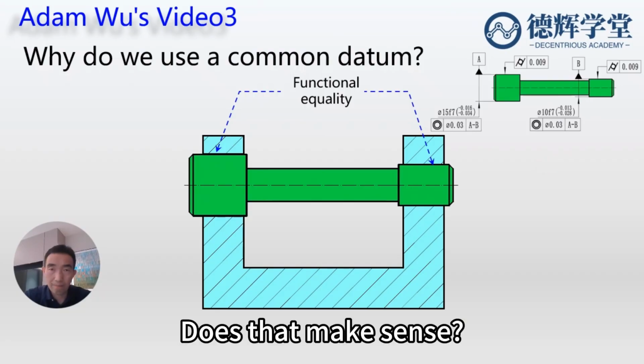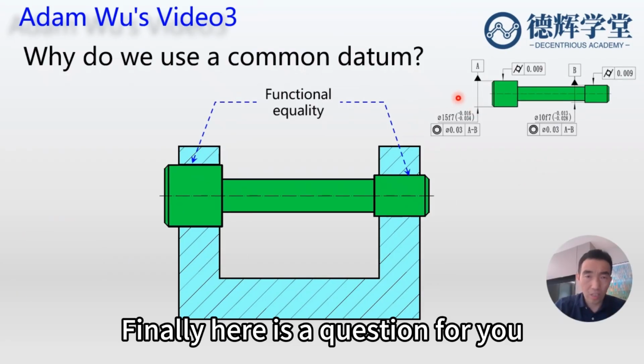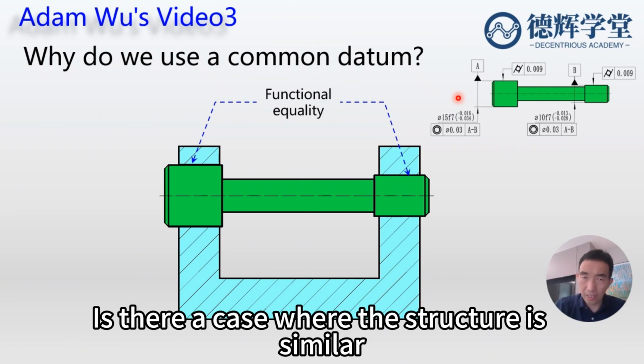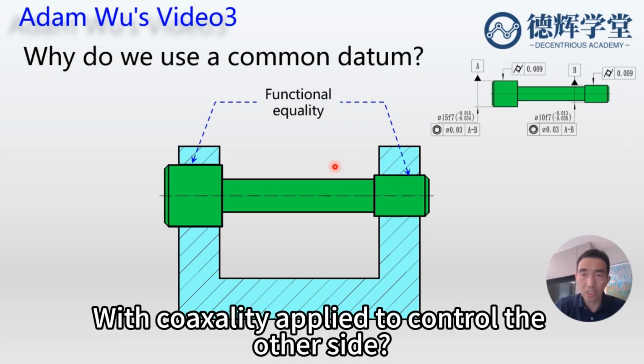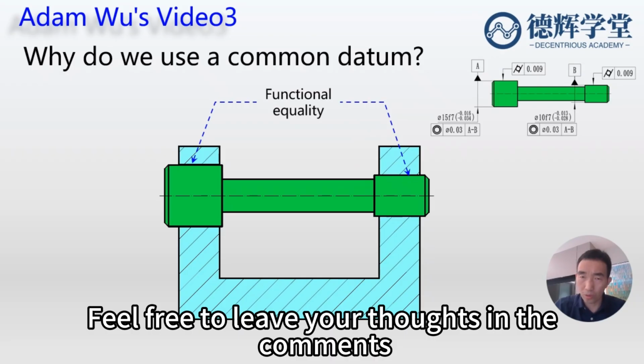Does that make sense? Finally, here is a question for you. Is there a case where the structure is similar, but a single datum must be used with coaxiality applied to control the other side? Feel free to leave your thoughts in the comments.